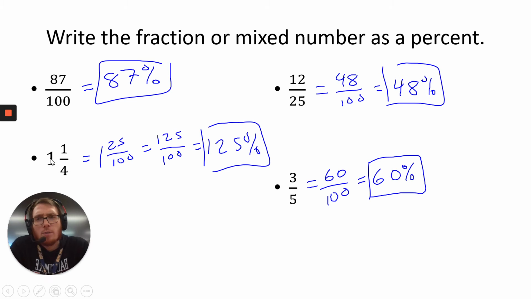1 and a fourth should be 1 and 25 hundredths. You could make that improper and make it 125 out of 100. No matter what, you should already know, because the number's over 1, that the answer as a percentage has to be over 100%. So if this number out front was 3, it's going to be 300-something percent. Whatever this whole number piece is should be multiplied by 100% in order to figure out that answer. So you could either make it improper and then make it out of 100, or just deal with the fraction part and then add in the 100%.